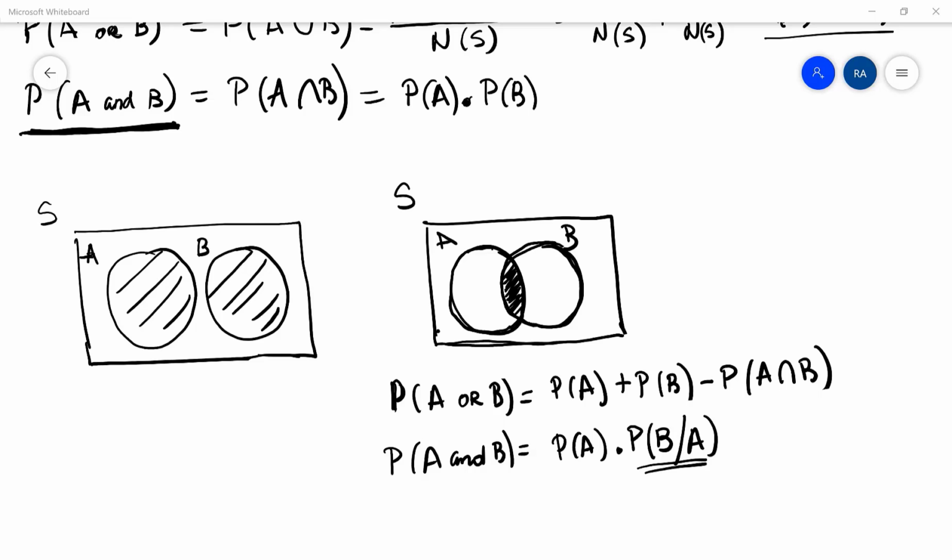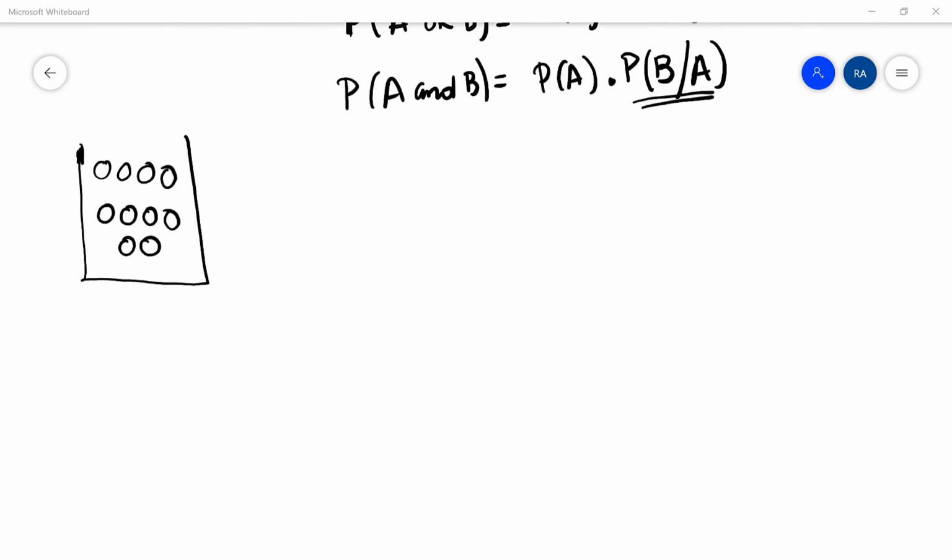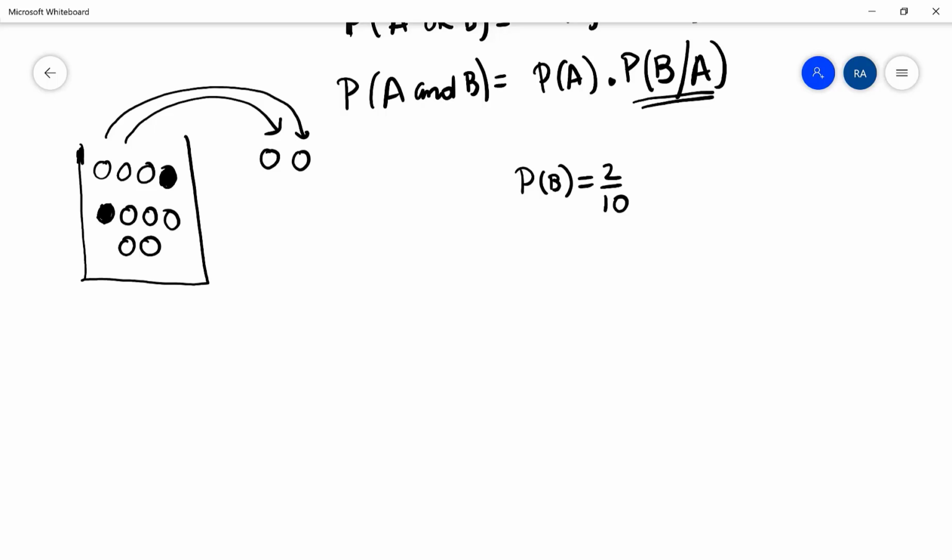Let's do one example of the multiplication rule. Suppose that we have in a bag 10 balls and 2 of them are black. The probability that we select one black ball is equal to 2 out of 10. But what happens if we want to select 2 balls and we want both balls black? This procedure could be with replacement or without replacement. Let's do it first with replacement.